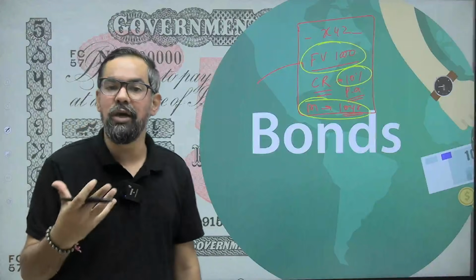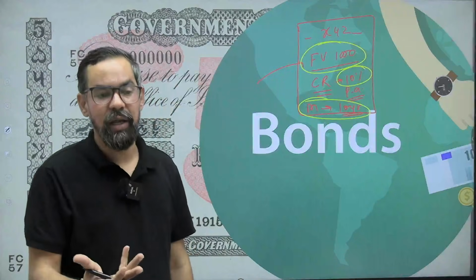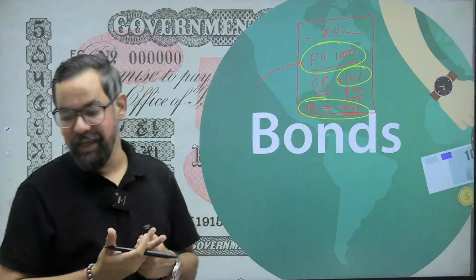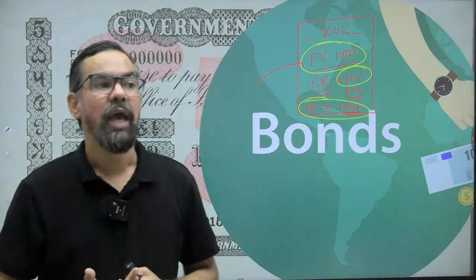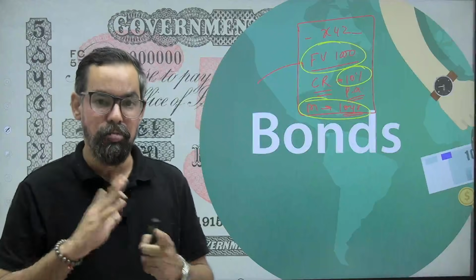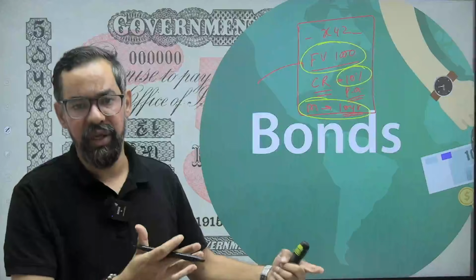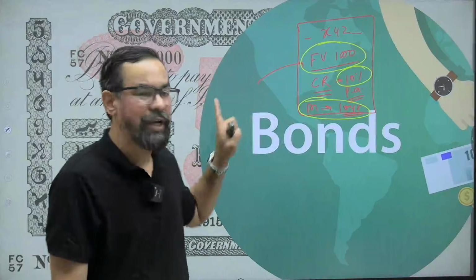Nowadays bonds also get traded in the secondary market. Bonds generally get listed on the stock exchange, and investors buy and sell them in the secondary market also. As we trade in equities, similarly you can also trade in bonds.